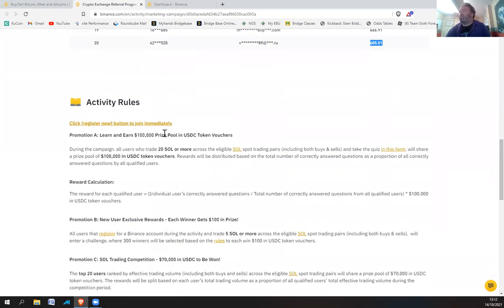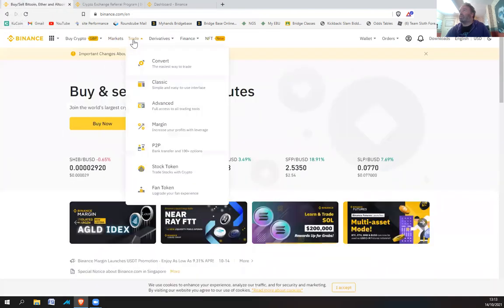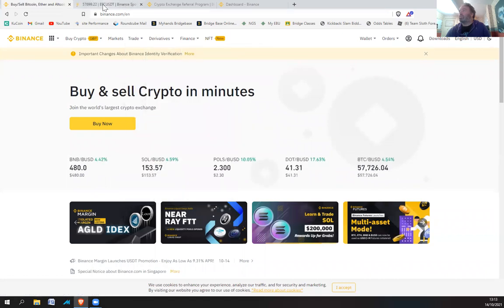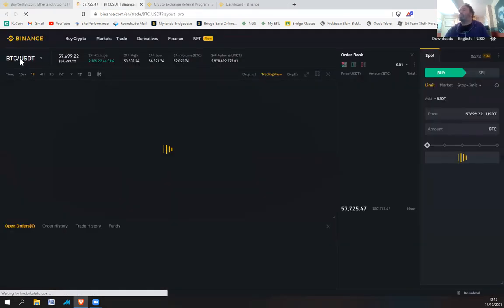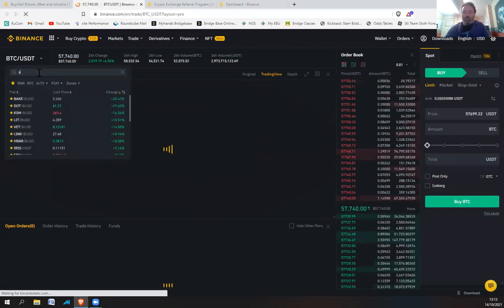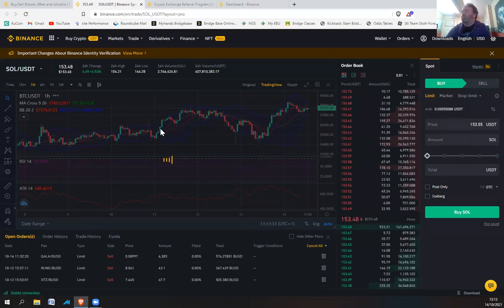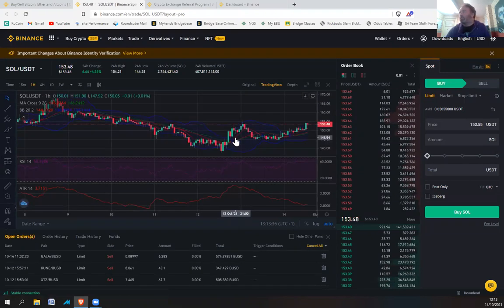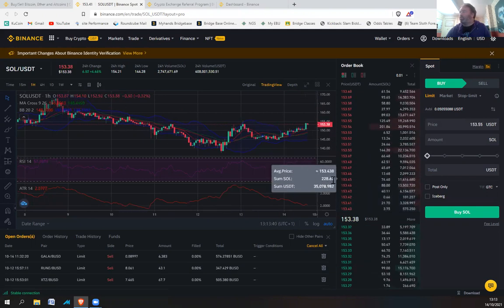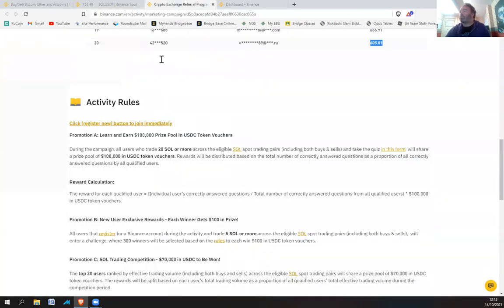Anyway, let's have a look at the activity rules for this. Promotion A, learn and earn, $100,000 in prize pool and USDC token vouchers. During the campaign, all users who trade 20 Sol or more. Let's just have a quick look at the trade price of Sol, just to see what kind of figures we need. You have to trade in Sol USDT. It's currently about 153, let's call it 150 for argument's sake. So 20 Sol, $150 per Sol.